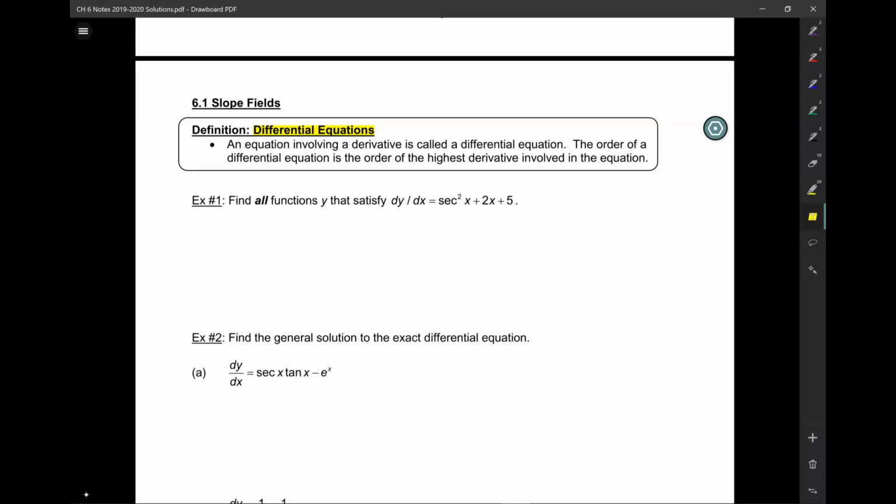Yep. So a differential equation is an equation involving a derivative, and differential equations have orders. The order of a differential equation is the highest derivative in the equation. For example, if it's dy dx, that's first derivative. We call it a first order differential equation. If it's d squared y dx squared, that's a second order differential equation, and so on.